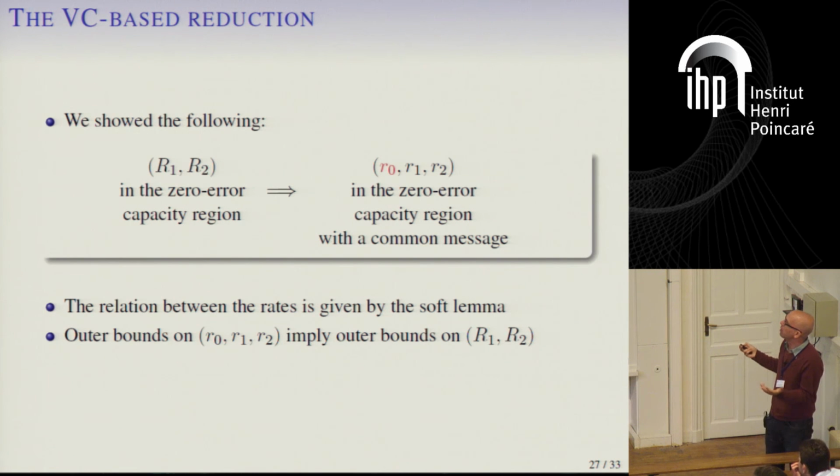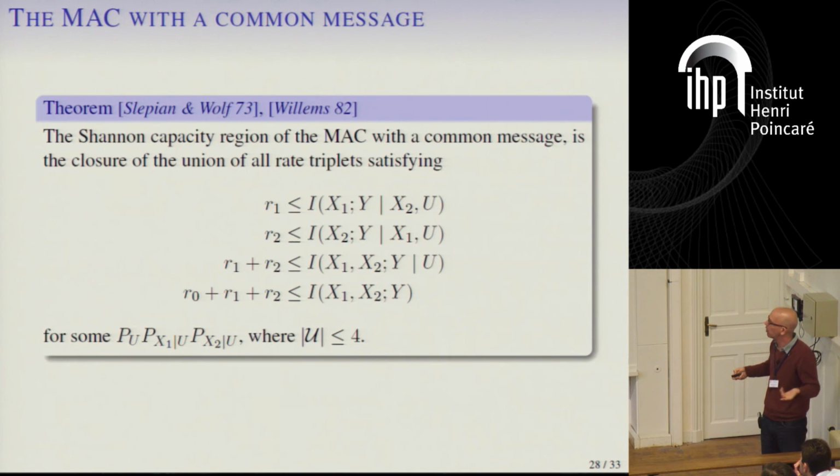So basically what we showed here is that if you have R1 and R2 in the zero capacity region of the original problem, then you can get a small R0, R1, and R2 in the zero capacity region with a common message of a similar channel, where small R0 corresponds to the common message rate. This relation between these rates is given by the soft limit. Now if you can outer bound the small r's, you can get an outer bound for the capital R's, which we want. And for the small r's we use Shannon theory.